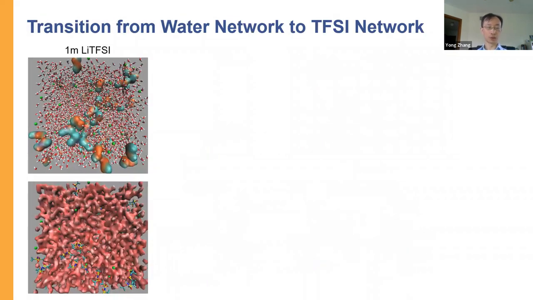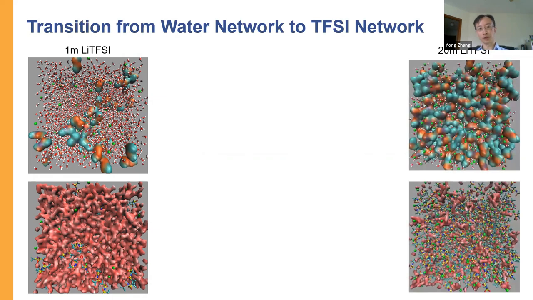At low concentration, here I highlight the TFSI, and in the bottom plot I highlight the water. At low concentration, TFSI is isolated from other TFSI and also dissociated from lithium, and water forms a big network. All the waters are connected to each other. At the high concentration limit, it's opposite. All the TFSI are connected, and water becomes small clusters in this big LiTFSI network.